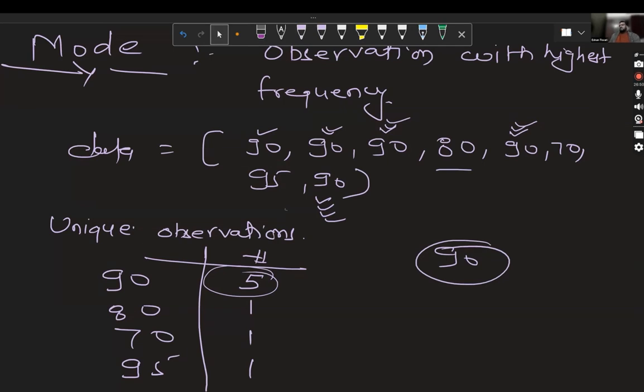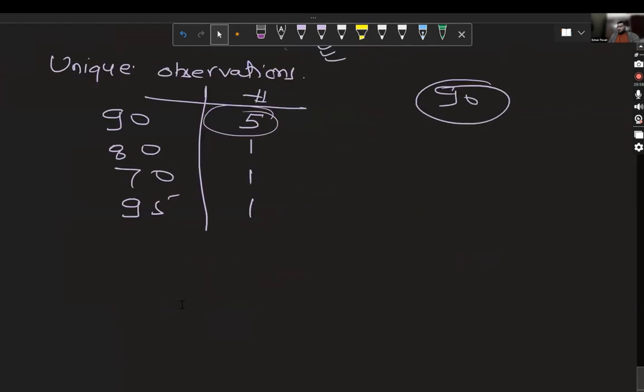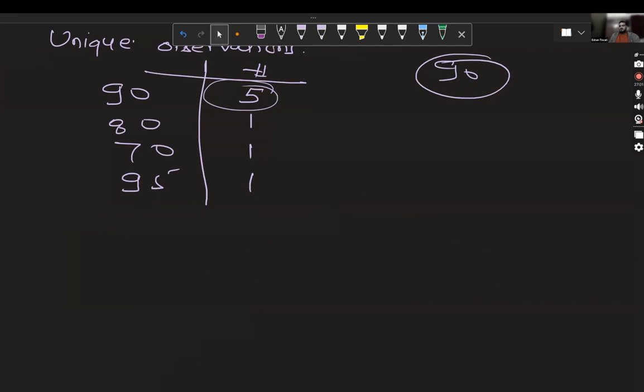Sometimes there could also be 2 modes. That's possible. We call this kind of data bimodal. Cool. So that is how we calculate.